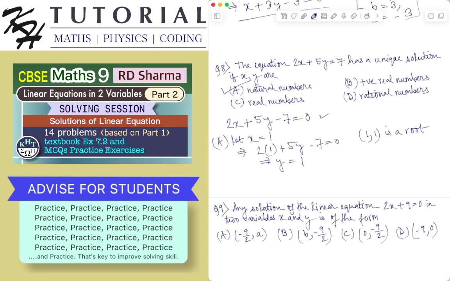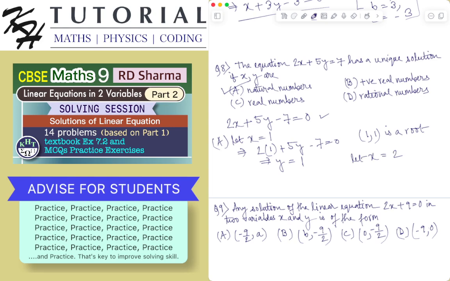But in the case of natural numbers, the only value of x which is a natural number that you can substitute in the given equation is 1, and then you will get the value of y as 1. If you consider the value of x as 2, so let x = 2.